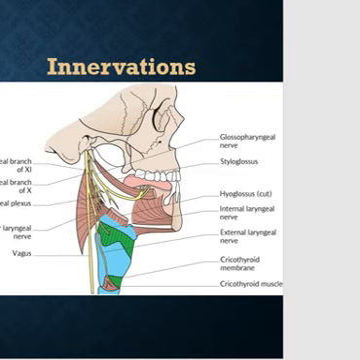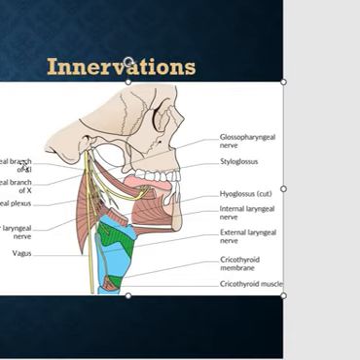Then we have the maxillary nerve, which supplies the anterior and superior part of the nasopharynx. So here we talked about the pharyngeal branch of the glossopharyngeal nerve and the pharyngeal branch of the vagus nerve, and like I said, it's all from the pharyngeal nervous plexus.